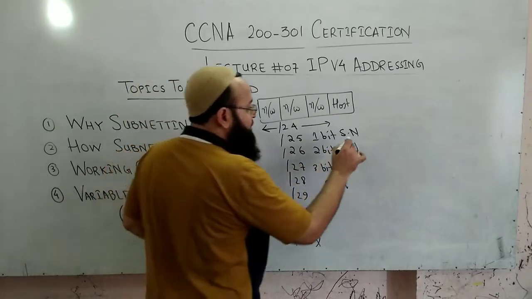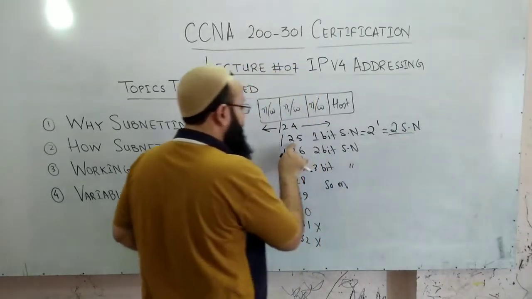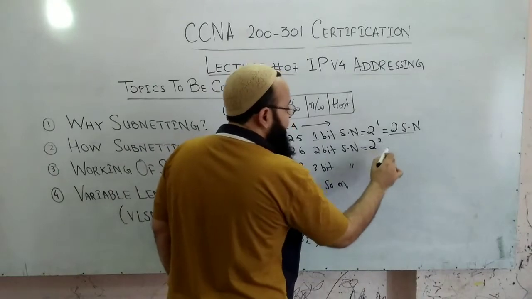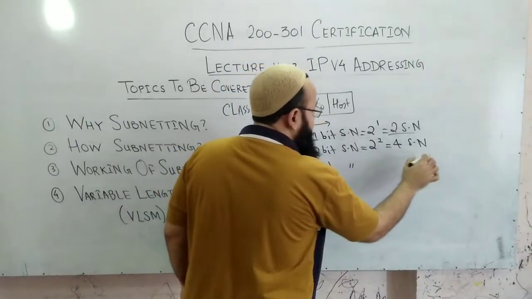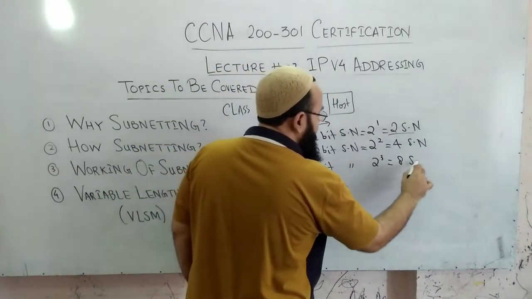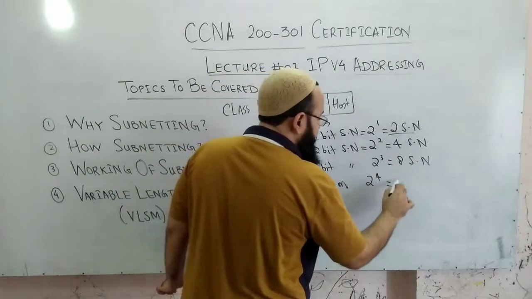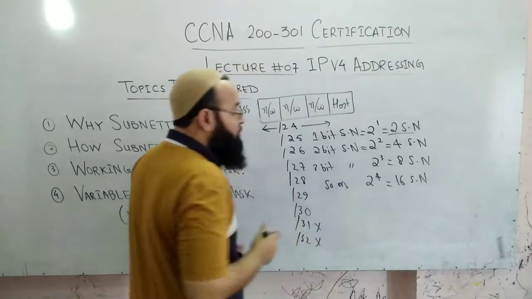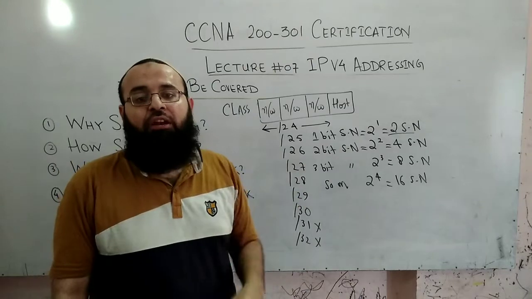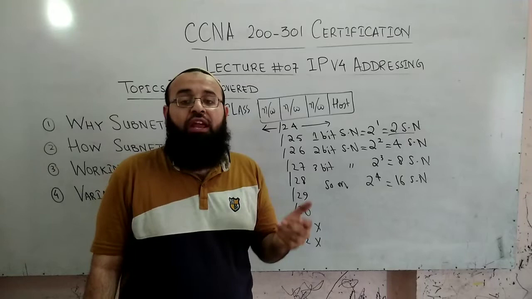Now how many subnets are possible? 2 to the power 1. You can have 2 subnets in the case of /25. In case of /26, 2 bits are taken from the host portion, so you can divide your network into 4 subnetworks. In case of 3 bits, 2 to the power 3, 8 subnetworks. In case of 4 bits, that is /28, 2 to the power 4, that is 16 subnetworks. So if you take bits from the host portion, that increases the number of subnetworks in your LAN. This is how to create a subnetwork.